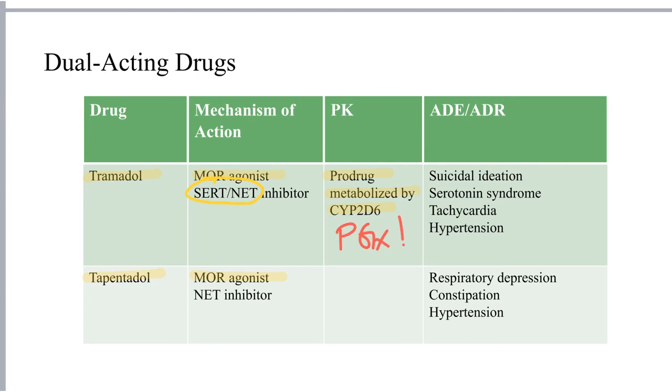Given the strong SERT and NET inhibition, most of the adverse effects of tramadol are associated with increased serotonin and norepinephrine concentrations. And these include suicidal ideation, serotonin syndrome, tachycardia, and hypertension. Tapentadol is both a mu opioid receptor agonist and a norepinephrine reuptake transporter inhibitor, or NET inhibitor. It has strong enough mu agonist activity to produce respiratory depression, so that may be of concern with tapentadol. It also can produce constipation by mu opioid receptor activation. The norepinephrine reuptake inhibition is able to cause hypertension.